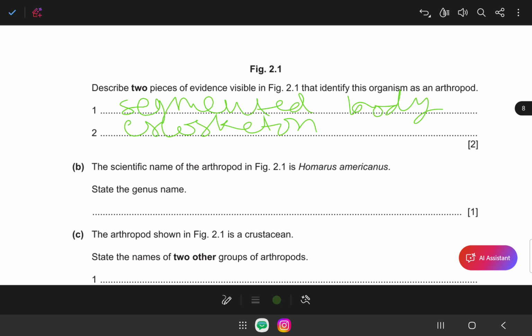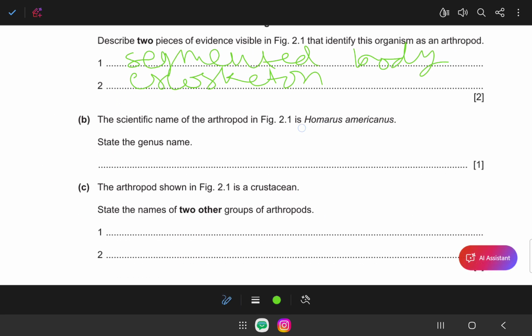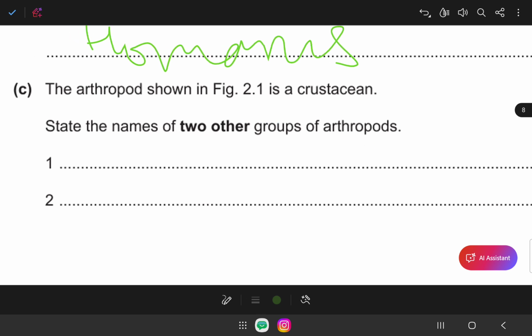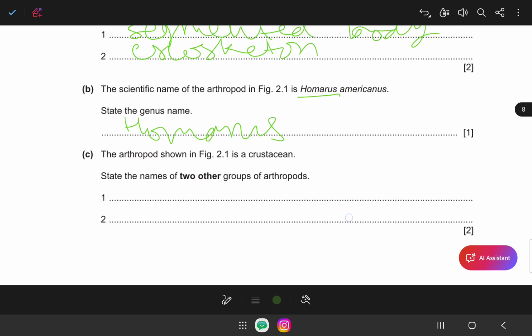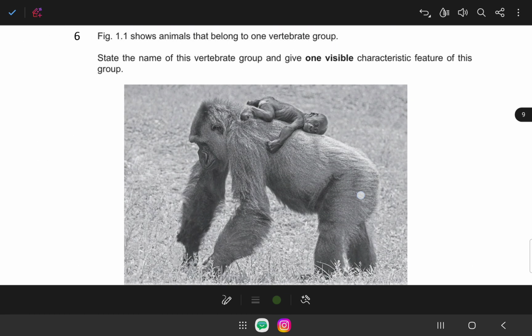The scientific name of the arthropod in figure 2.1 is this. Genus name, as we said, the first one, so Homarus. State the name of the other groups. Okay, we did that. So this is good because now I know for this chapter, they're repeating this one question again and again to state the other 2 groups of arthropods. So now I know that I should really lock in for this section.